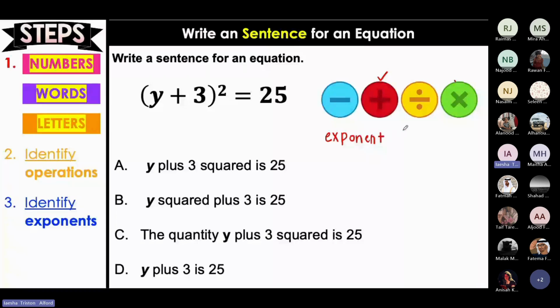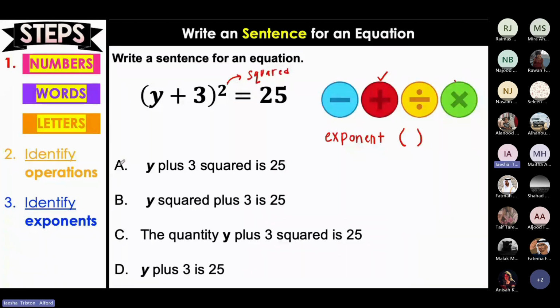And we know we have parentheses. So we need one word for add, one word for exponent, and one word for parentheses. Right? So this exponent of 2 has a special name. What's the name? Squared. Power of 2.